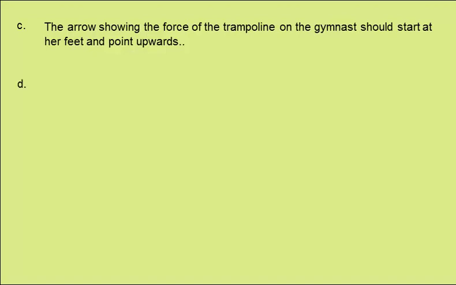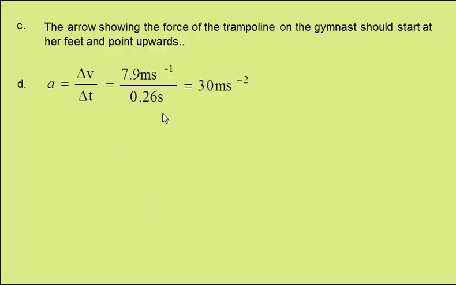In D, as she accelerates upwards again from position A, she is in contact with the trampoline for 0.26 seconds. We need to find the average acceleration she would experience while in contact with the trampoline if she is to reach the same height as before. Well, acceleration is change in speed over time, and she's going from stationary to 7.9 meters per second in 0.26 seconds, an acceleration of 30 meters per second squared.